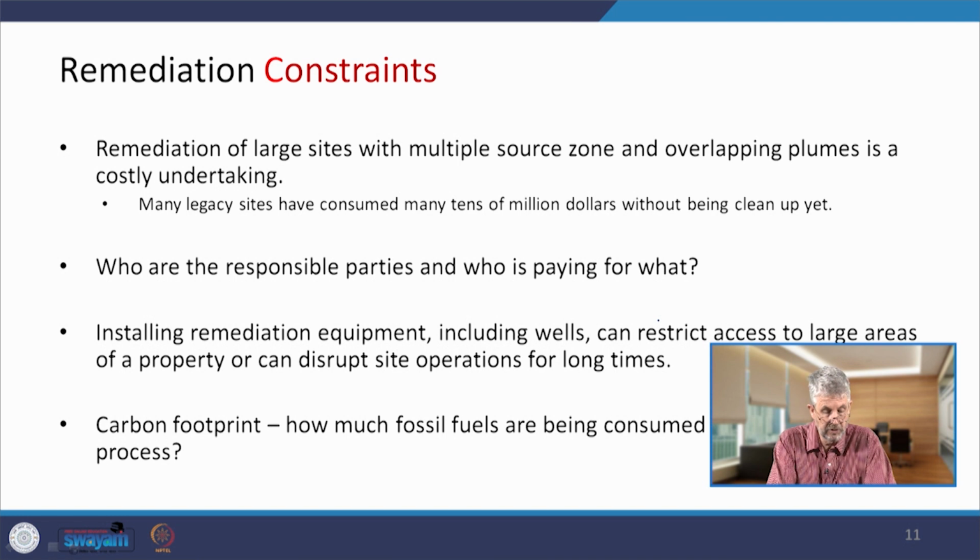So when it comes to remediation constraints, there are many that we need to be aware of because, again, we need to plan for these constraints and find solutions before we start a project. For example, remediation of large sites with multiple source zones and overlapping plumes is a very costly undertaking. There are many examples all around the world where sites have been remediated for many years, for several decades, accumulating costs that are in the tens of millions of dollars. And these sites are not even done yet. So this is definitely a constraint, knowing the cost and the time it may take to remediate a site.